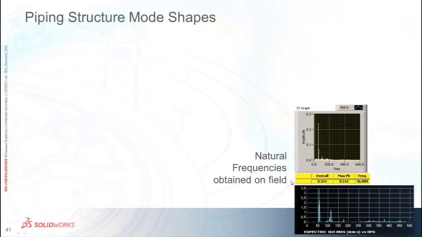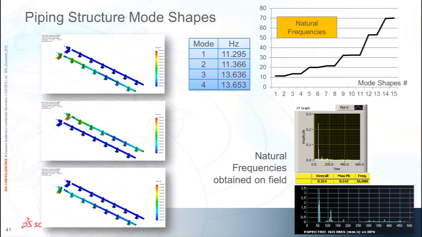This is the real result that they got. These peaks here were identified as they were running the pumps, and with those peaks they identified the resonant frequencies. We ran a simulation, and we had a surprise here because our simulation doesn't have the same result that we were having in the field, right?